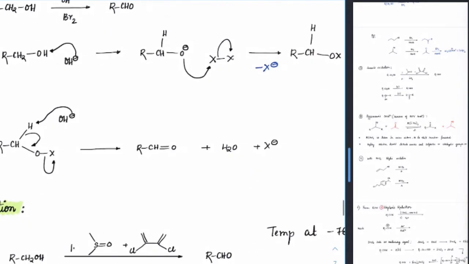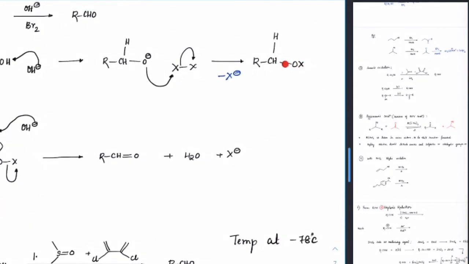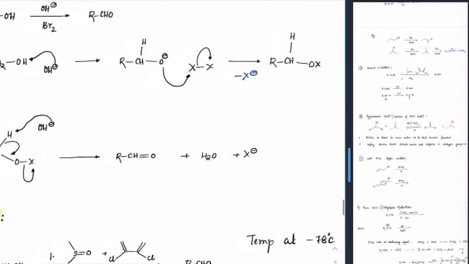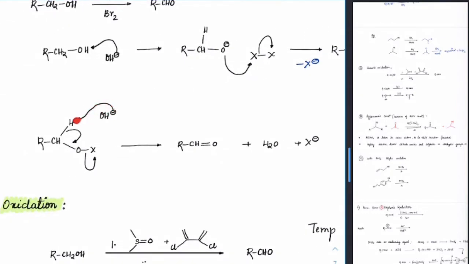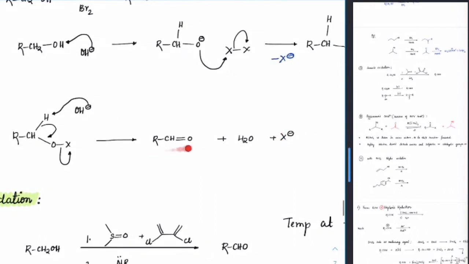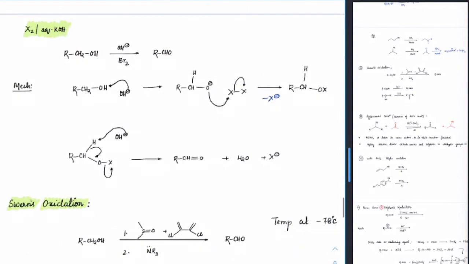Once you get that OX, this is a pulling group, so this hydrogen will become acidic. So OH minus will attack and take away this proton, and a double bond will start forming here, and X minus will leave. So you can see X is coming in as plus and leaving as minus. X will come out as minus, and this part will become an aldehyde. So this is the mechanism, you can check it out. Okay.